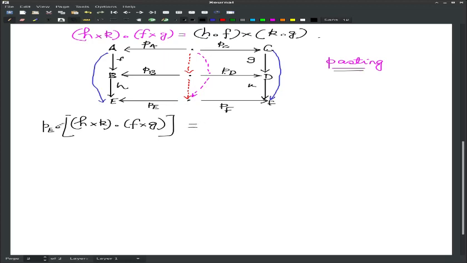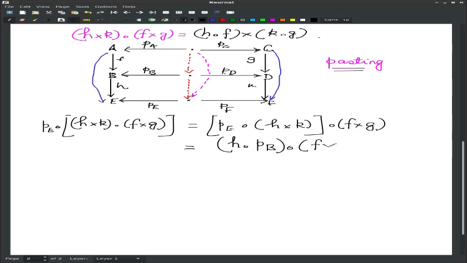Well, see the same thing that I told you, by putting this path is same as this path and so on. That's what I'm doing. See, this is composition. It is associative. So this is this, composed F cross G. So you see, that's that equation which says that you can change this path. But this path is same as H composed P_B composed F cross G, which is this, this, this.